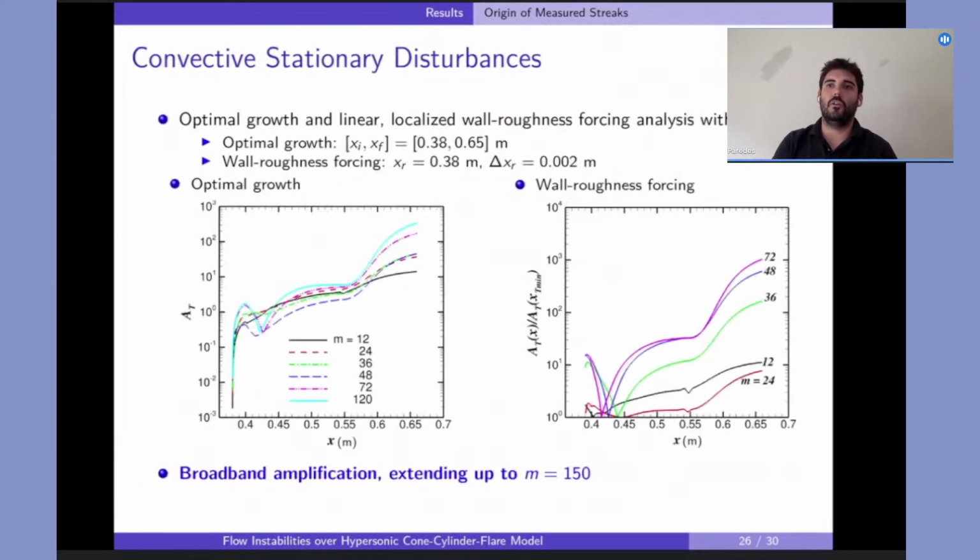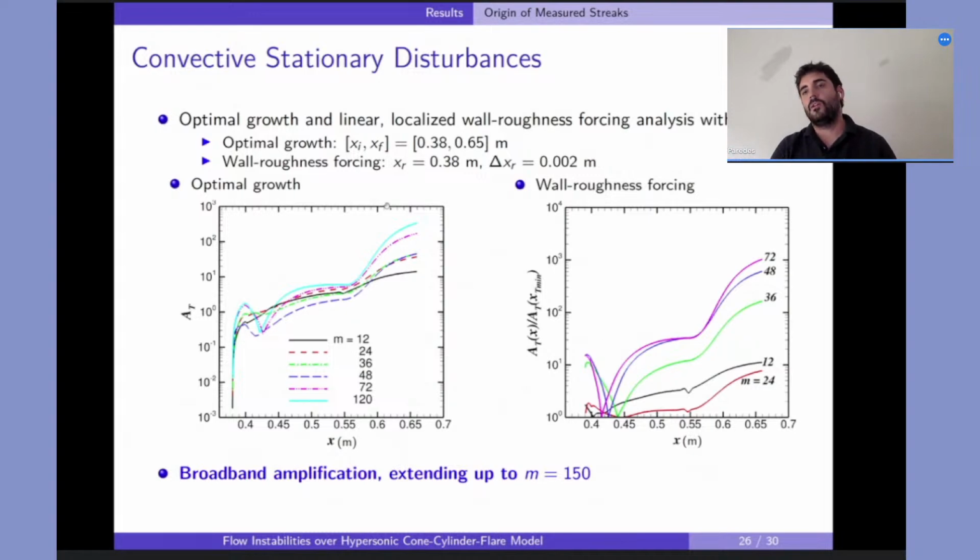Okay, so let's start now with the convective stationary disturbance. For this, we did optimal growth analysis for the nonlinear case and also linear localized wall roughness forcing analysis with the harmonic linear Navier-Stokes equations. For the optimal growth, we are trying to see what the optimal perturbation is, and it is super broadband, so there's no clear indication of m equal to 36 in this analysis. We got something similar with wall roughness forcing, because sometimes we can argue that optimal growth cannot be physical. So we studied wall roughness forcing before the cylinder to see what the waves are.